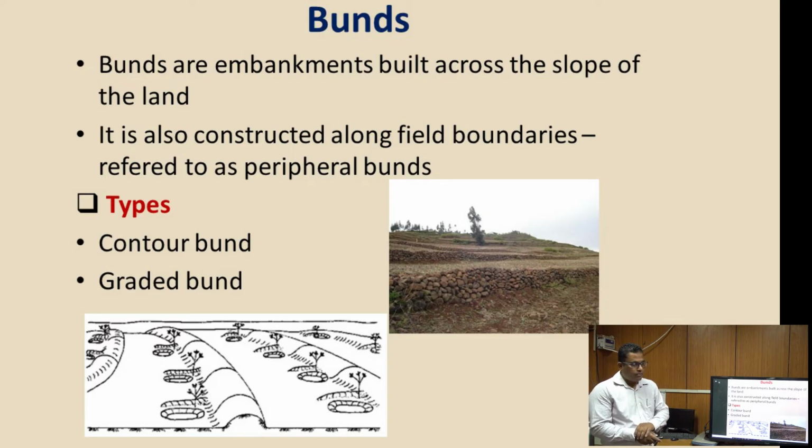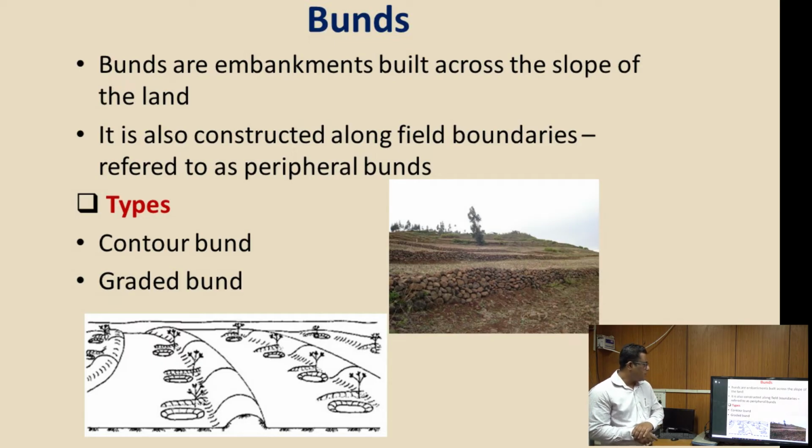But in construction of bund, we have to construct an embankment of soil, so that the flow of running water is obstructed. Some type of obstruction we have tried to do in agronomic measures. Here it would be stronger than these agronomic measures.